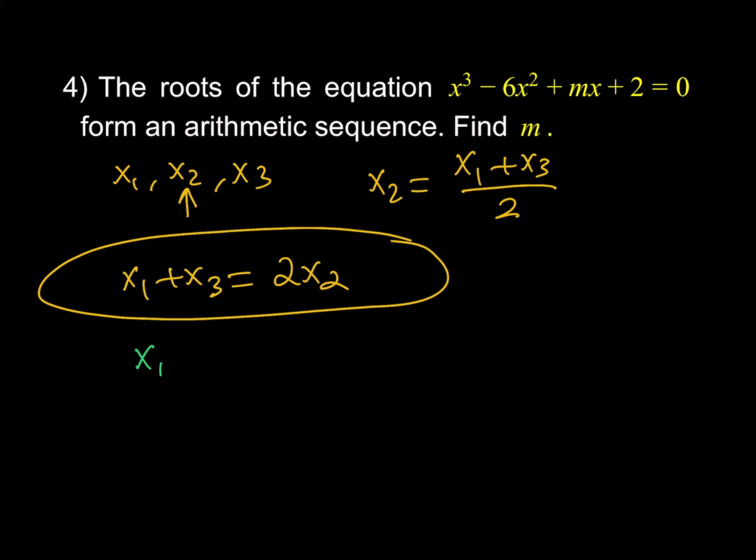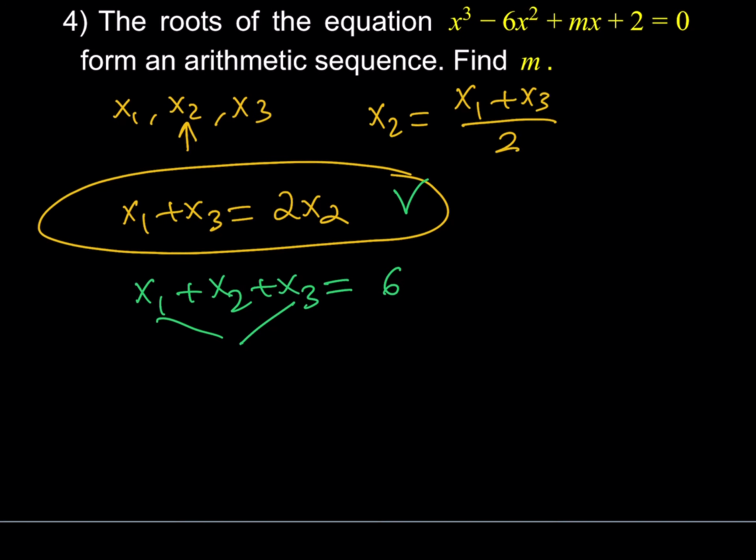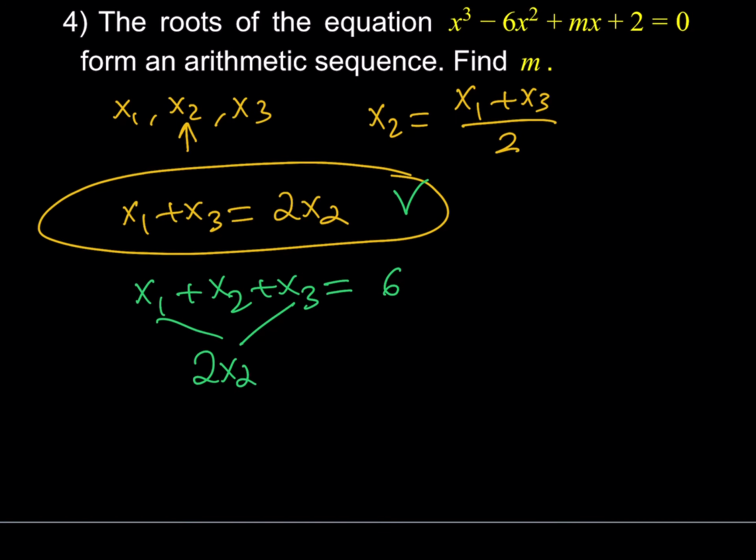What are they? Well, for the cubic equation, I do have x1 plus x2 plus x3, which is negative b over a, but a is 1, so we can just say negative b, which is 6. Now, we don't really need to go into the other equations because this is enough. Why? As you can see here, in this equation, I have x1 plus x3. So what I can do is replace x1 plus x3 with 2x2, and then I'll have an extra x2 here, which gives me 3x2 is equal to 6 and x2 is equal to 2.